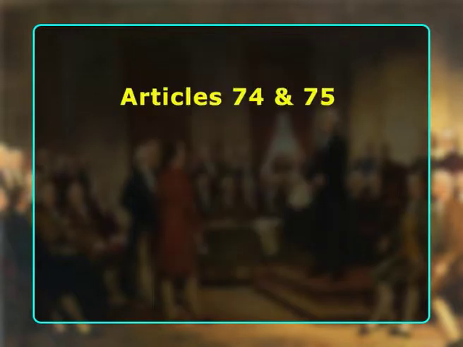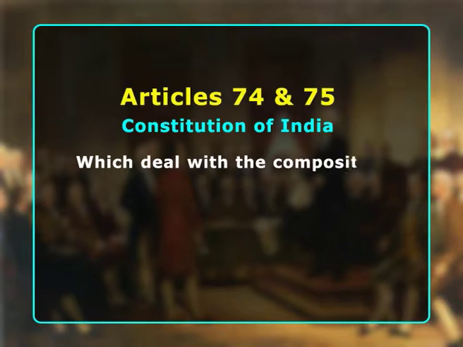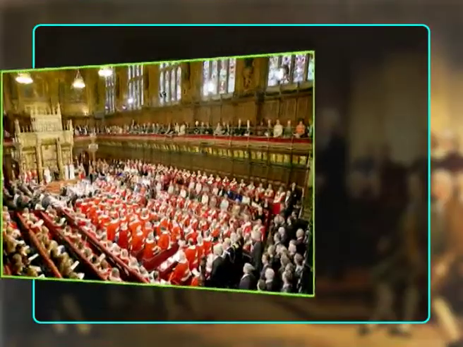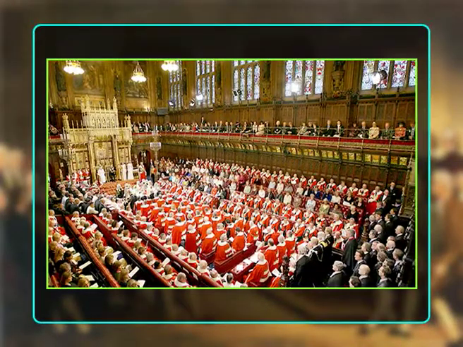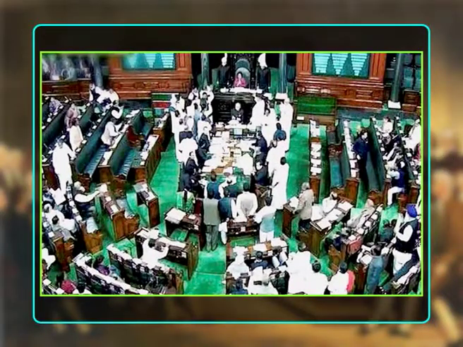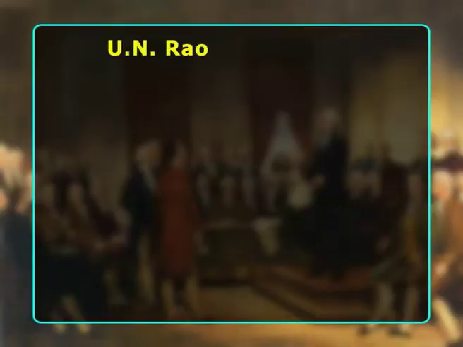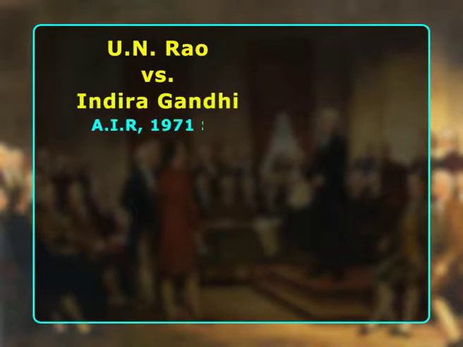Articles 74 and 75 of the Constitution of India, which deal with the composition and the status of the Council of Ministers, are sketchy and very generally worded. The framers of the Indian Constitution left these matters undefined so that these may be regulated by the practices and the conventions. The conventions operating in Britain are very relevant to India and can be adopted suitably to meet the conditions prevailing in India. The Honorable Supreme Court has emphasized the importance of conventions to interpret the constitutional provisions in India, as for instance, in the decision of U.N. Rao versus Indira Gandhi.